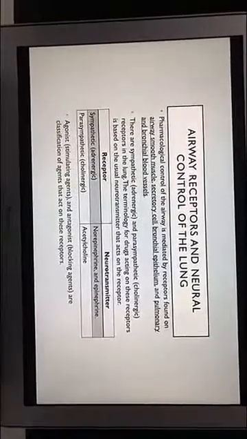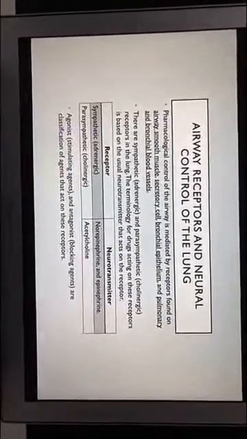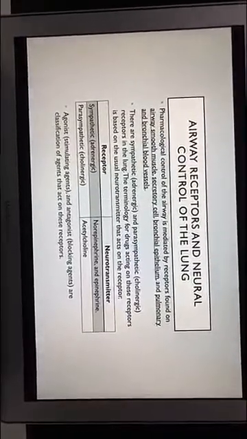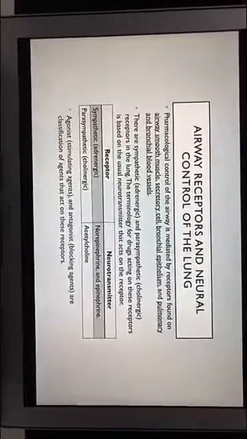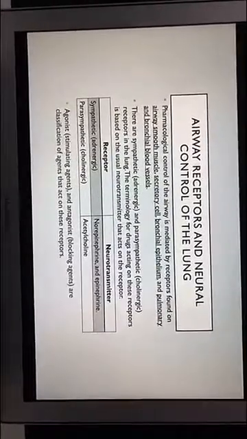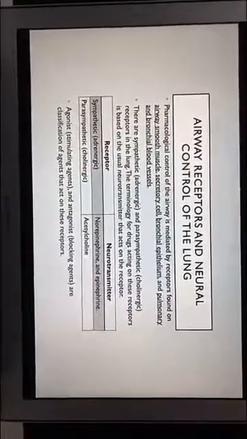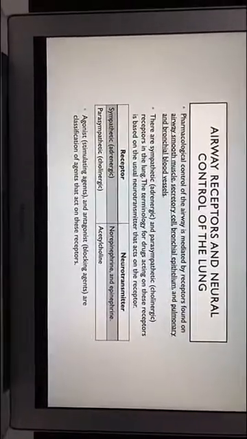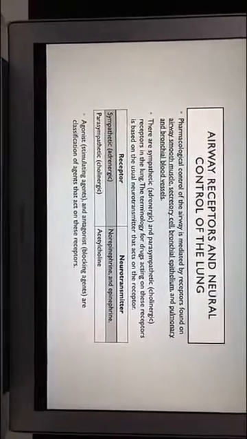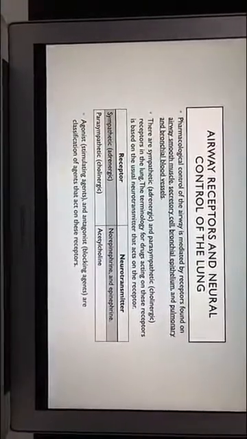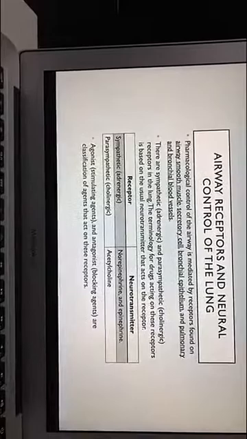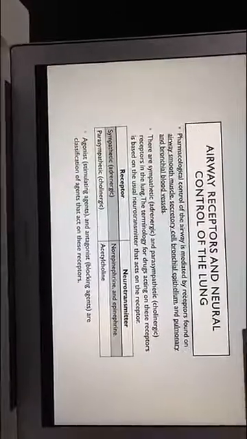Pharmacological control of the airway is mediated by receptors found on airway smooth muscle, secretory cells, bronchial epithelium, and pulmonary and bronchial blood vessels. There are sympathetic and parasympathetic receptors in the lung. The terminology for drugs acting on these receptors is based on the usual neurotransmitter that acts on the receptor. For example, this table shows the receptor and its neurotransmitter. Sympathetic or adrenergic, its neurotransmitters are norepinephrine and epinephrine. And parasympathetic cholinergic, its neurotransmitter is acetylcholine.